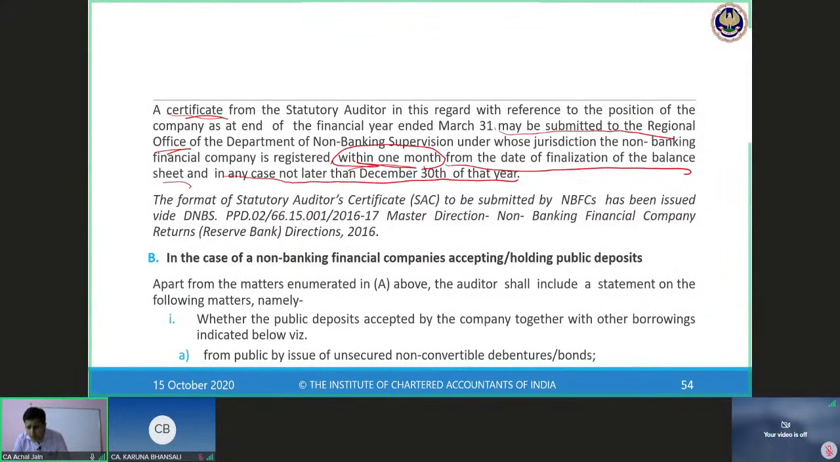The format of this auditor's certificate has been issued. So this format is also prescribed. It's given by the directions. So the directions specify what will be the format of the auditor's certificate in this regard.